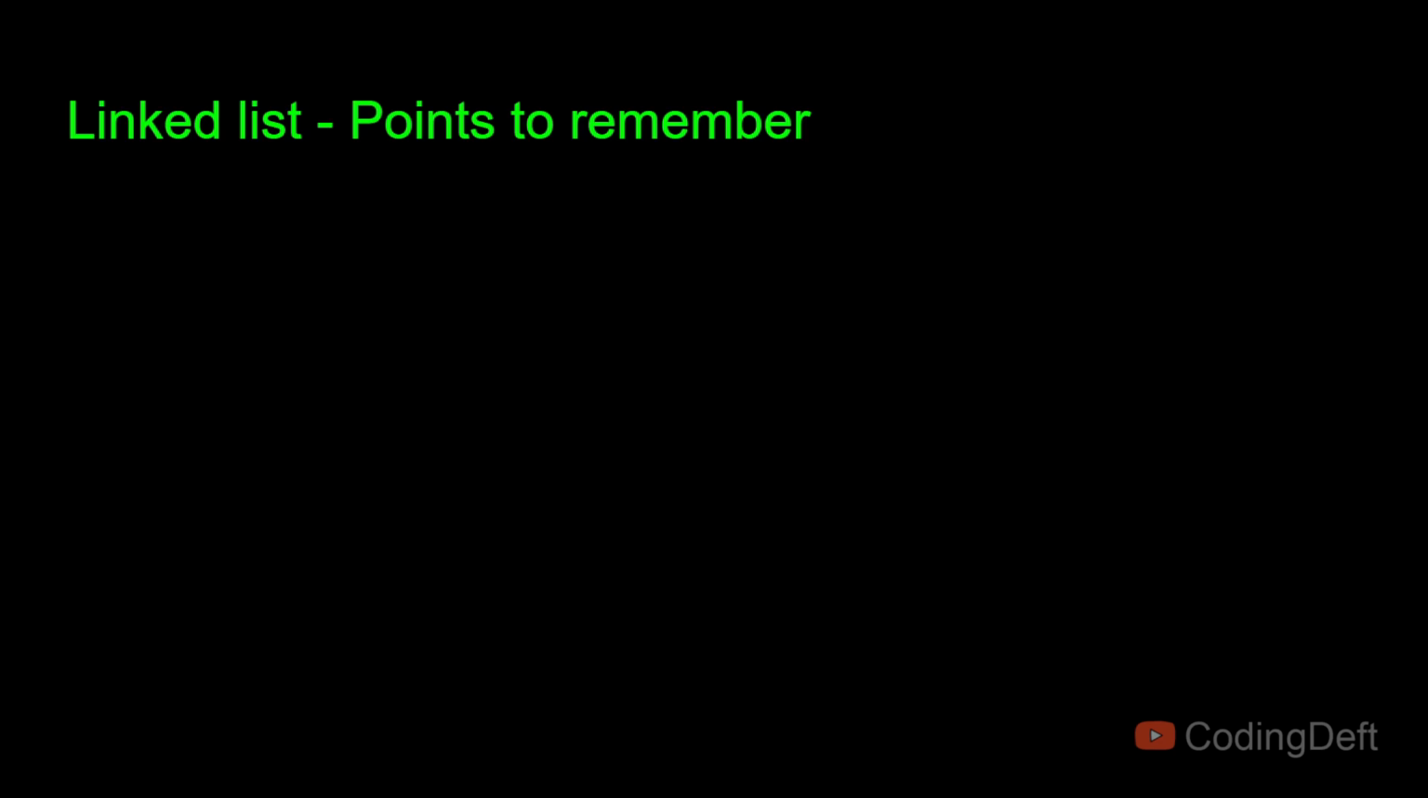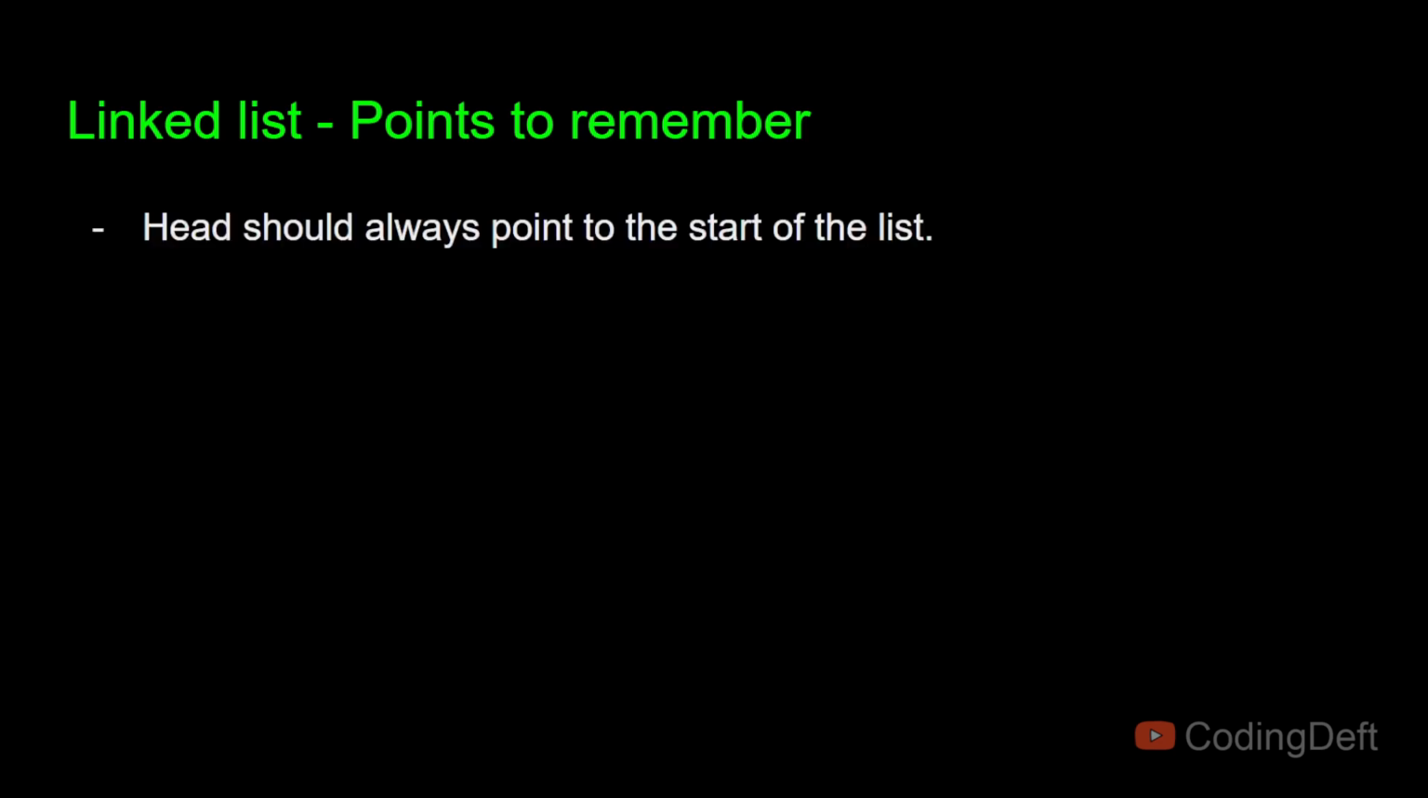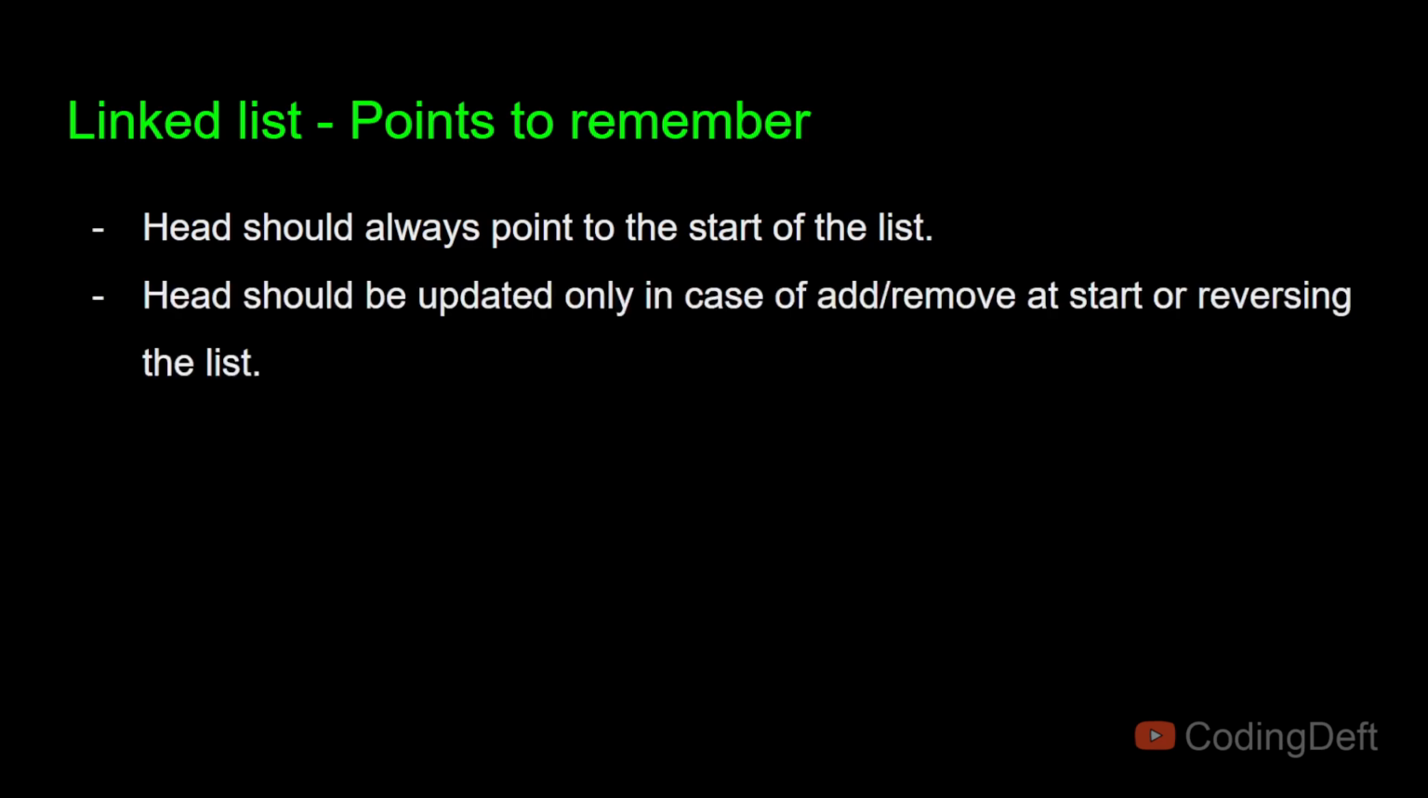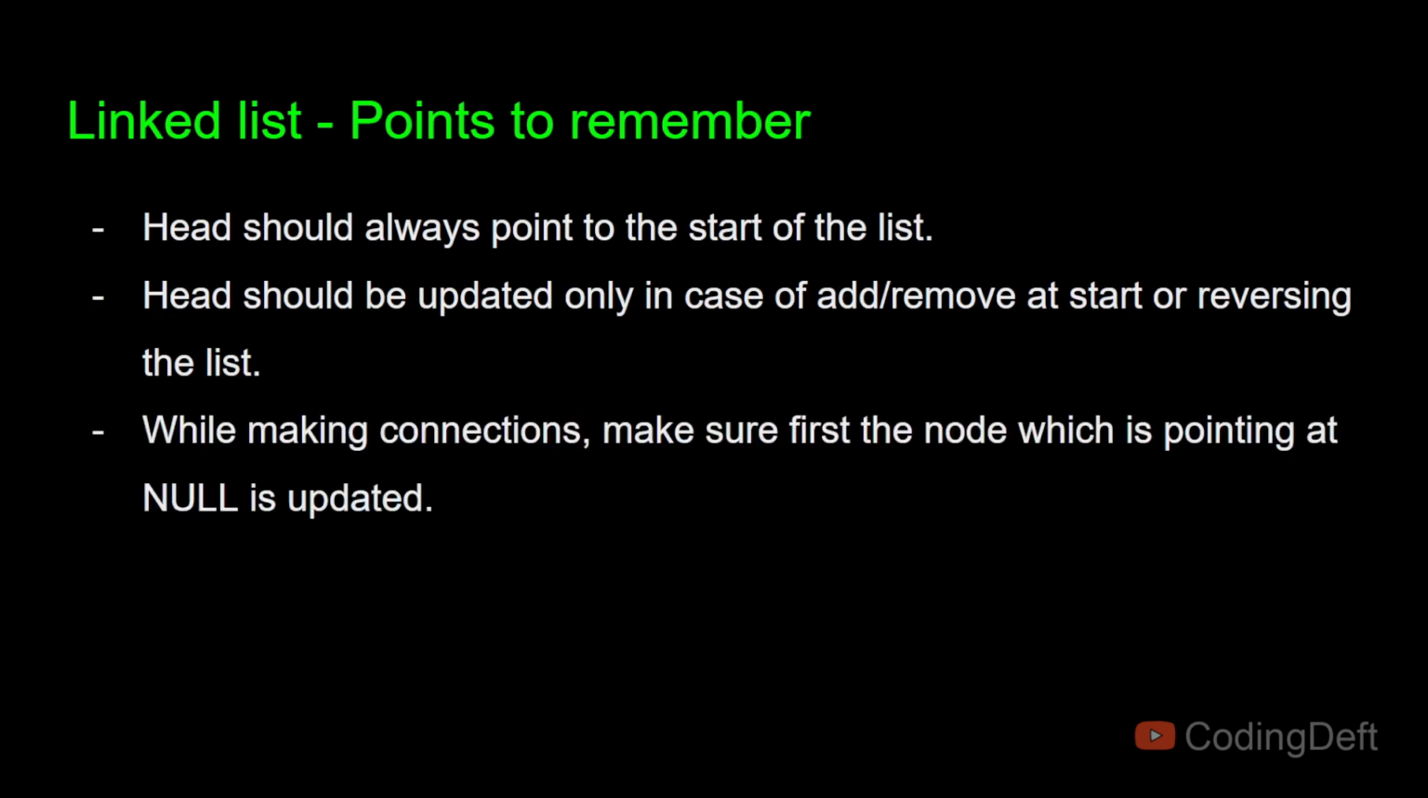Before going to the next video, let us see some pointers that will be helpful while implementing a linked list. First thing is the head should always point to the first node in the list, and we should update head only in three scenarios. One is we are adding a node at the start, or removing the node at the start, or we are reversing the list. In any other case, we will not be updating the head, and we will always use a previous or current pointer. And while making connections, make sure that you first update the node which is pointing to null, and only then update the other node.